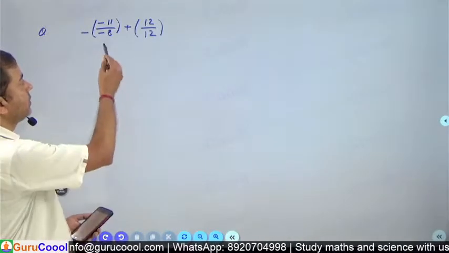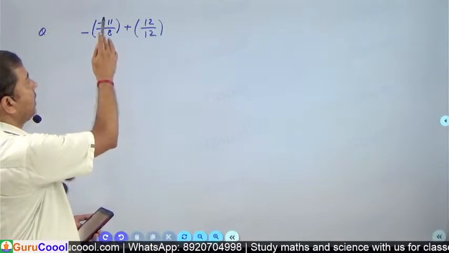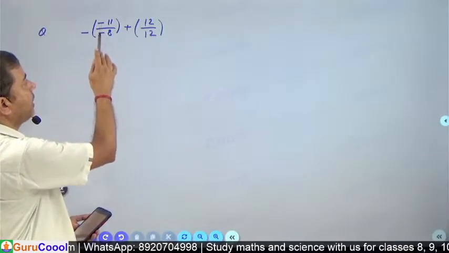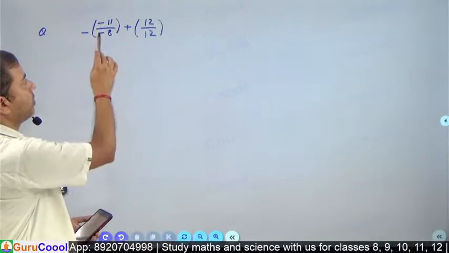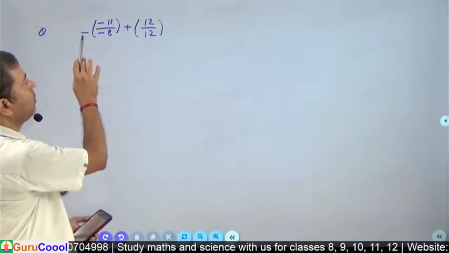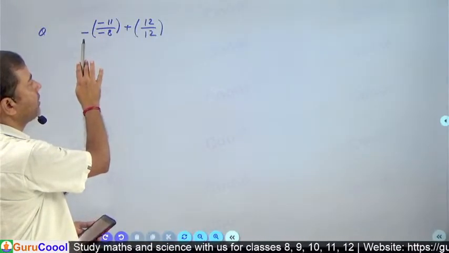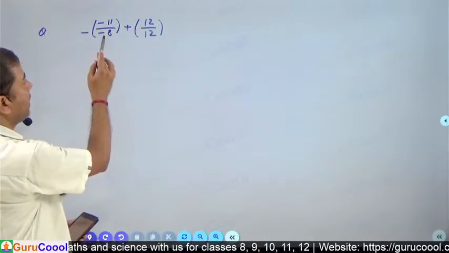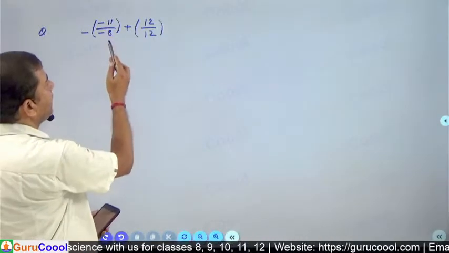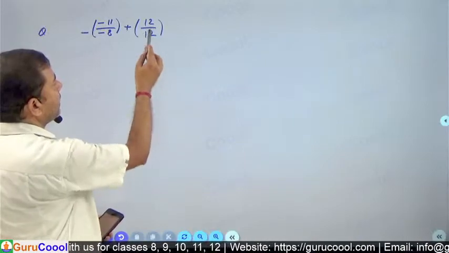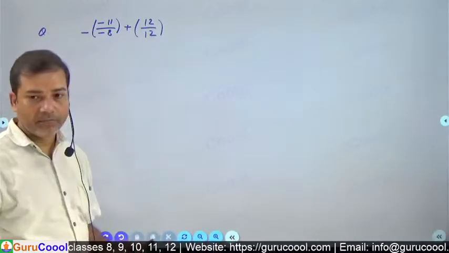See, the first number is negative 11 by negative 8. So you can ignore that negative sign in both of them because they will cancel out. Only this outer minus sign will remain. So basically it is minus 11 by 8 plus 12 by 12. It is 1. Right?